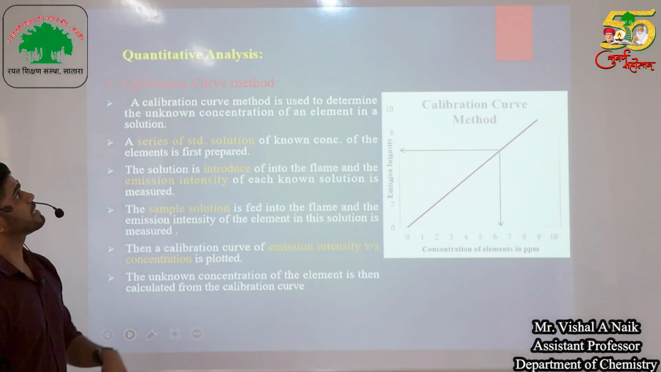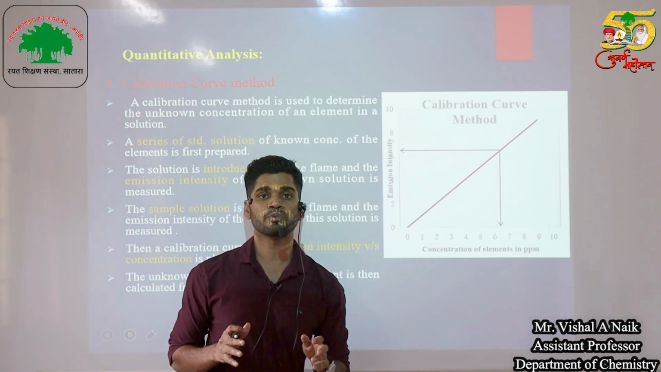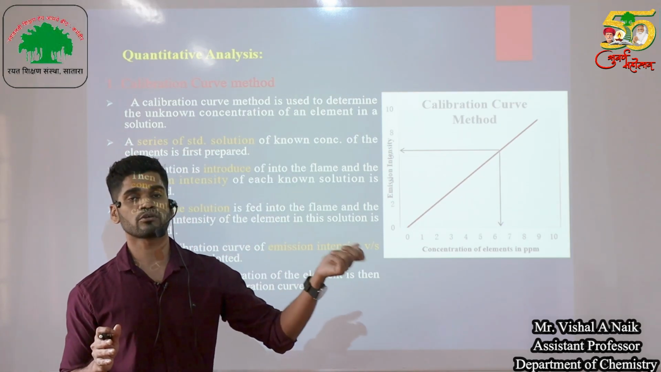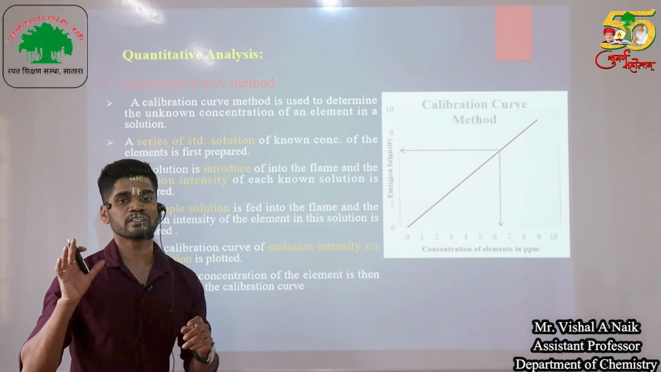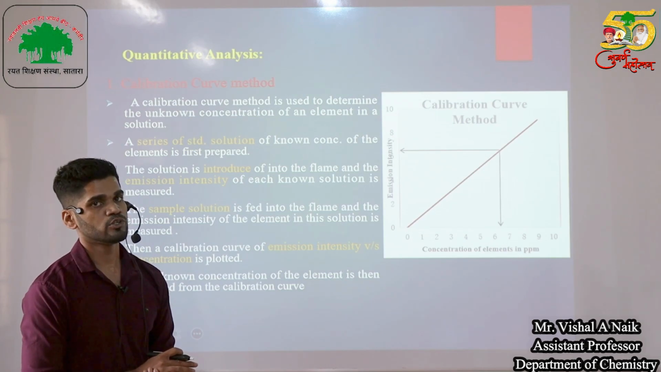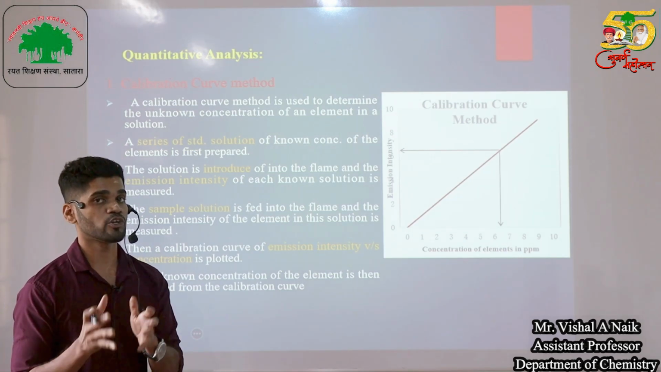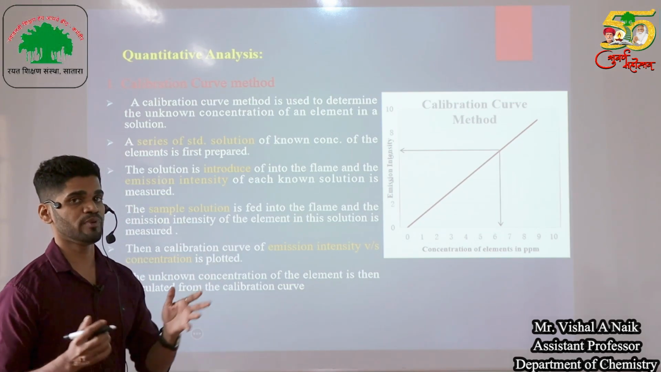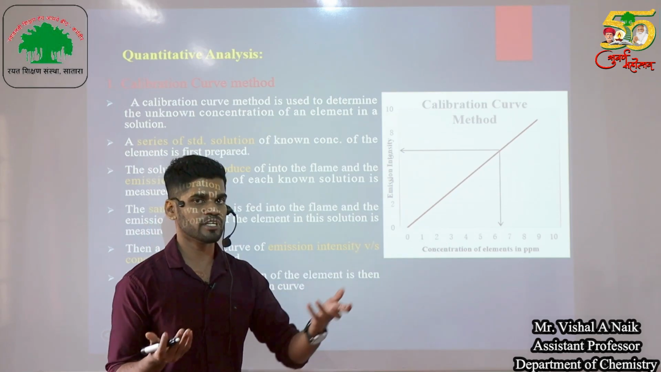The next application is the quantitative analysis. Particularly this instrument gives not just the quality; we also determine the quantity of the sample, or the metal ion present in the sample. There are three different methods which we use to determine the quantity of the sample. First is the calibration curve method. So this is in a graph. So what is the calibration curve method?